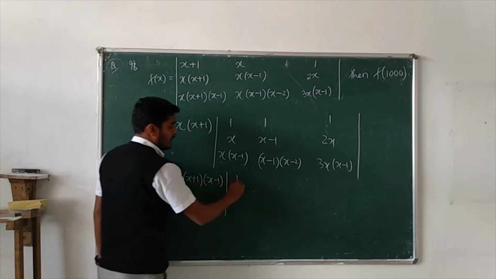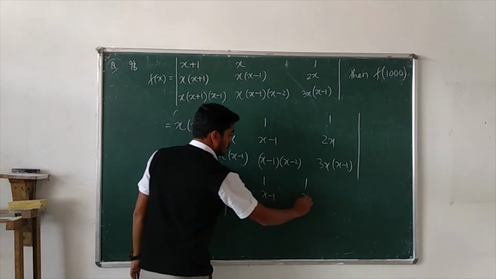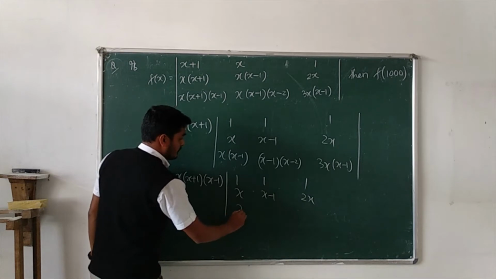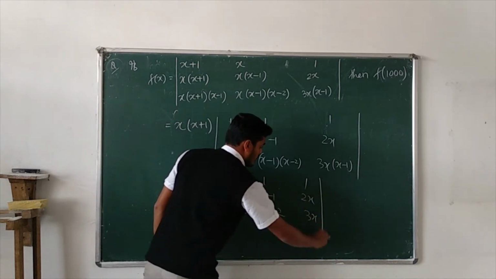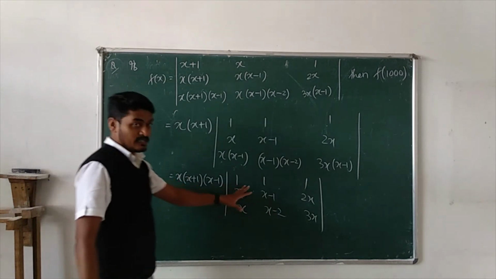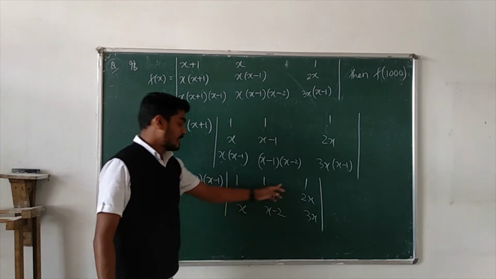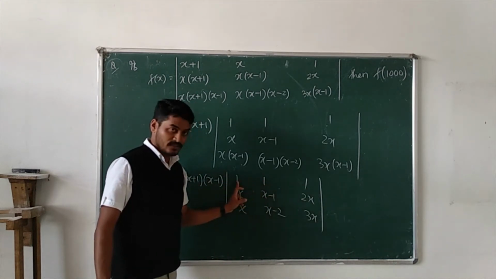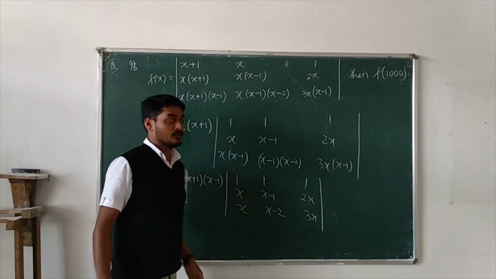Then what will you have? 1, 1, 1. It will be x, it will be x minus 1, it will be twice x. Again, it will be x minus 2, and it will be twice x. So now we are going to simplify. That means we can easily apply this property. We can easily make these two elements 0 by subtracting the first column from the second and the first column from the third. We'll try to make these two elements 0.